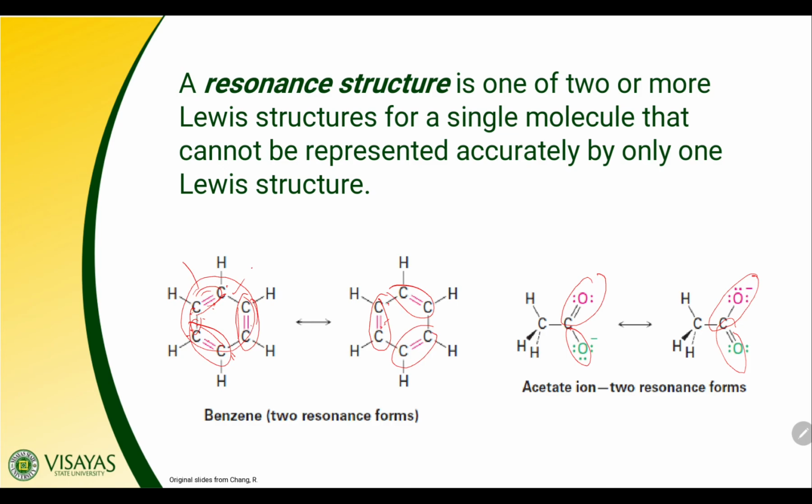Again, these are two Lewis structures for single molecules that cannot be represented accurately by only one. So either of these could be the structure.